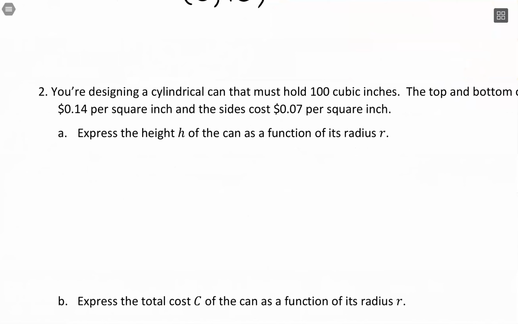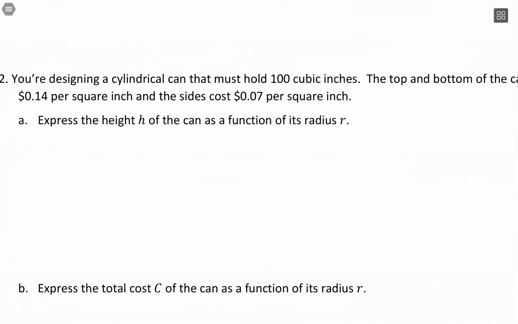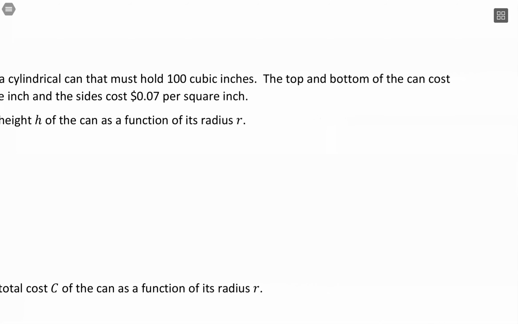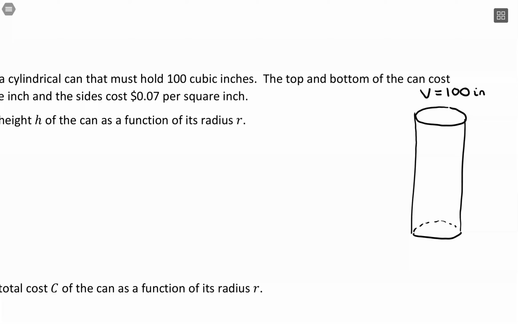Alright, one more example here, and this is going to work with volume and surface area. So you're designing a cylindrical can that must hold 100 cubic inches. So I always start with drawing the picture, so let's draw a cylinder. So we're going to have circle, and then a height to it, and circle. And they're saying the volume must be 100 cubic inches.